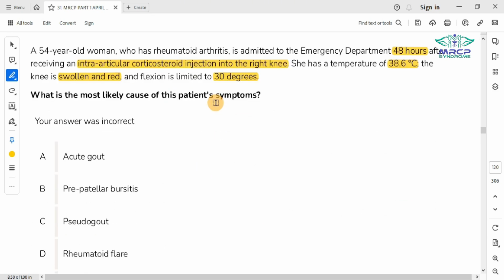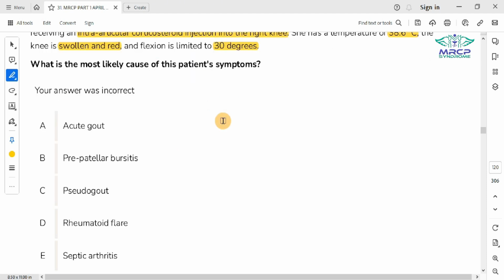What is the most likely cause of the patient's symptoms? Acute gout, pre-patellar bursitis, pseudogout, rheumatoid flare, septic arthritis.